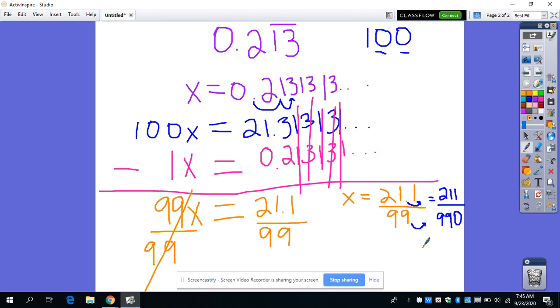Guys, I'm doing this in real time, so I'm actually going to struggle. Hold on. 211 divided by 990. Do you know if I can simplify that? 211. No, 211 can't be divided by anything. No. I'm such a liar. Remember I said I was 100% sure? I lied. That is your answer, as ugly as it looks. 0.213 repeating turns into this fraction right here.